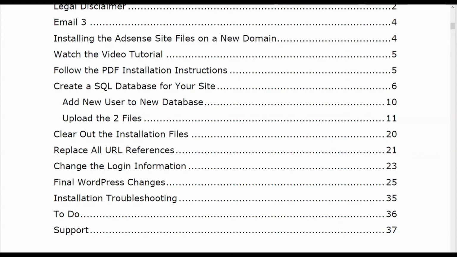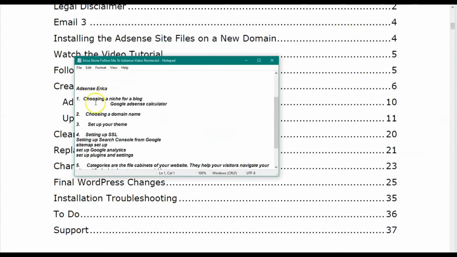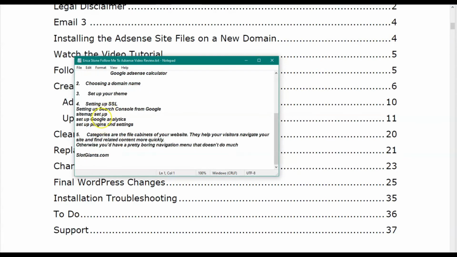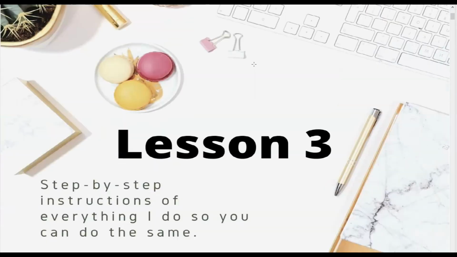Now I want to take a look at basically the first 5 lessons: choosing a niche, choosing a domain name. Lesson 3 was setting up your theme, which is what we're looking at right now. And then setting up a secured website and everything that's involved. And number 5 was basically going through organizing your site and setting up categories to create the blog that you need to create.